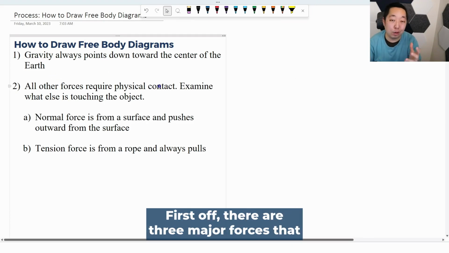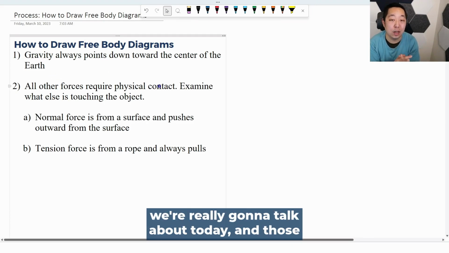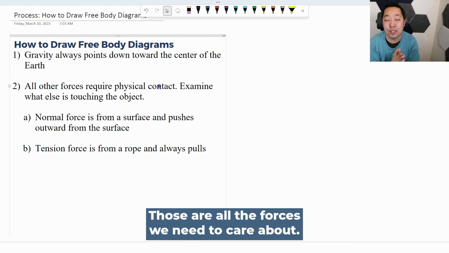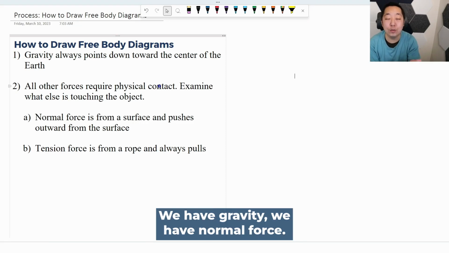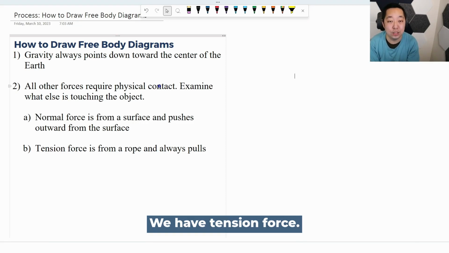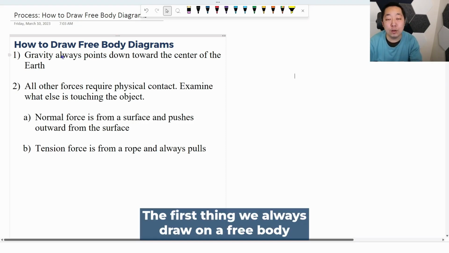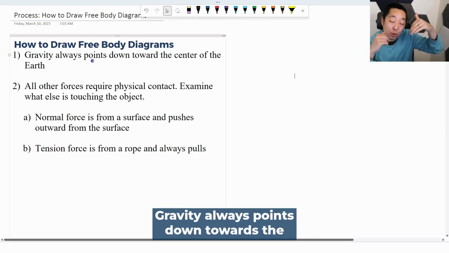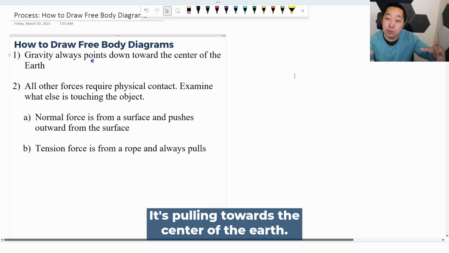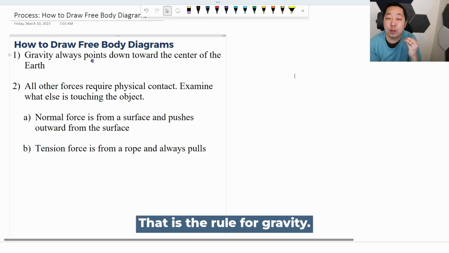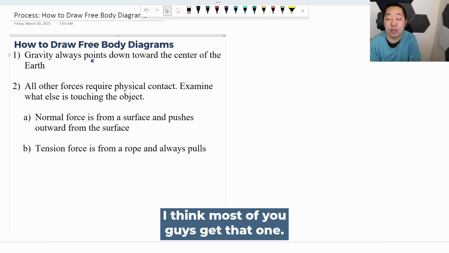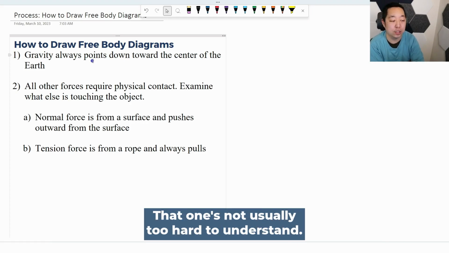First off, there are three major forces that we're really going to talk about today. Other than friction, those are all the forces we need to care about. We have gravity, we have normal force, we have tension force. The first thing we always draw in a free body diagram is gravity. Gravity always points down towards the center of the Earth. It's pulling towards the center of the Earth. That is the rule for gravity. I think most of you guys get that one. That one's not usually too hard to understand.